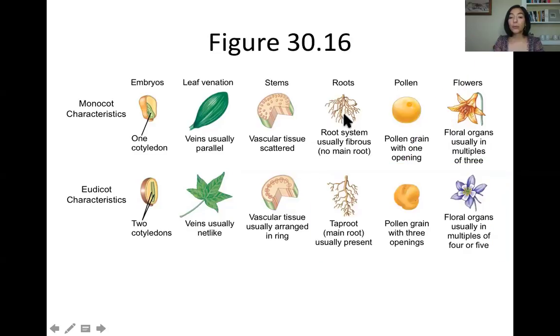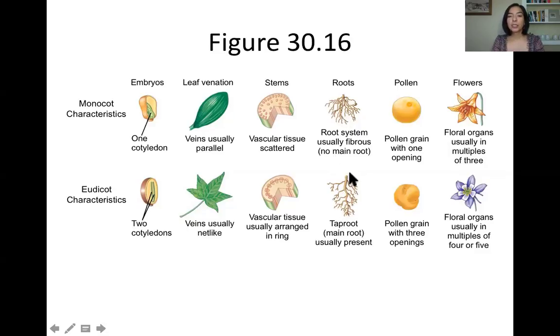The roots are going to be different. In monocots, we usually have fibrous roots, and that is a root system that doesn't have a main root. Actually, they do have a main root, but it dies very early on. So all of these roots are equally important. Whereas in eudicots, we have the taproot system, in which we have a main root that is present, and this is the main root. These are secondary roots. You see how the architecture of the root is different in these two groups?